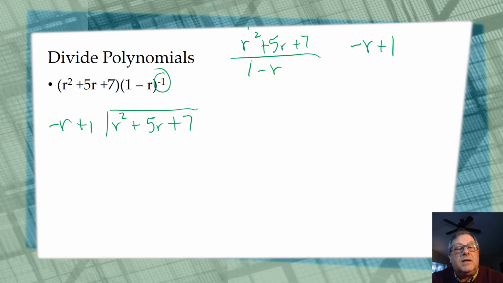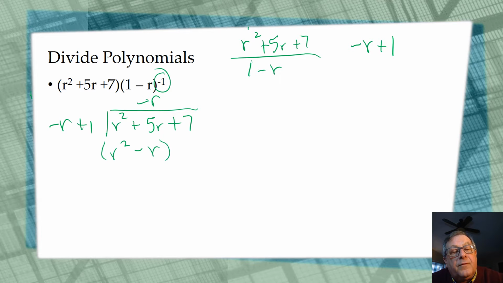All right, so we're asking ourselves, how many times will negative r go into r squared? Well, if we multiply two negatives together, we get a positive. So negative r will go into r squared negative r times. Now we're going to multiply negative r times negative r plus 1. And so negative r times negative r is r squared. And negative r times 1 is negative r. Now we're going to subtract this.